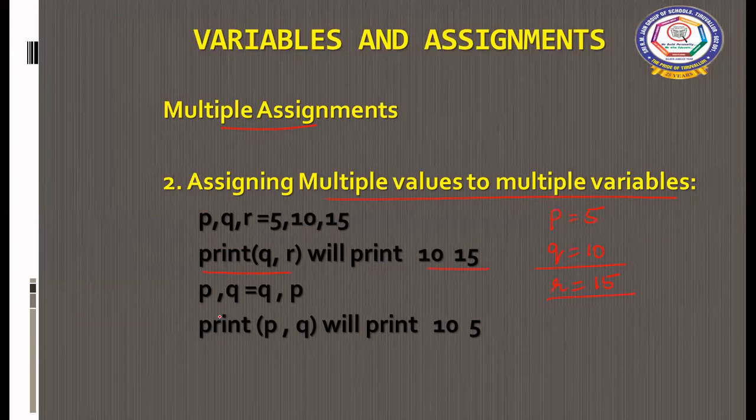Now we are reassigning the values of P and Q. Q's value is being given to P and P's value is given to Q, which means that we are swapping the values. As we swap, we print the values of P and Q. Q's value is taken by P and P's value is taken by Q. So we have 10 and 5 as the output.